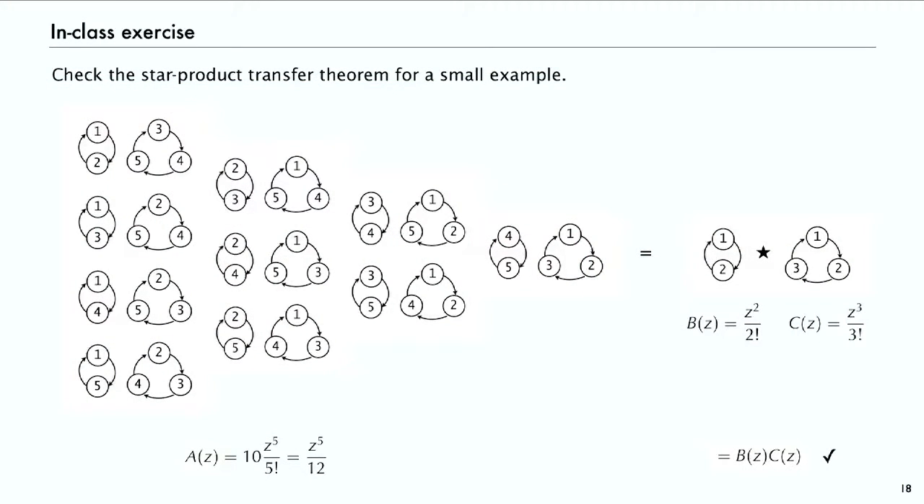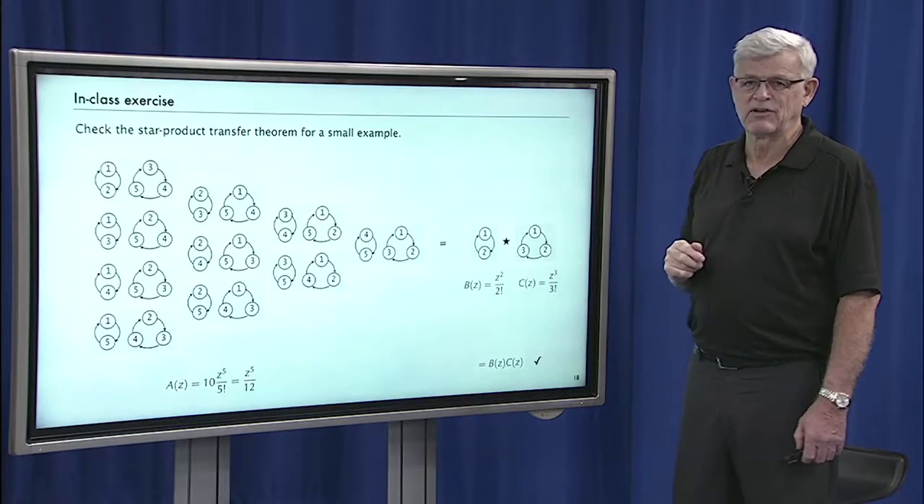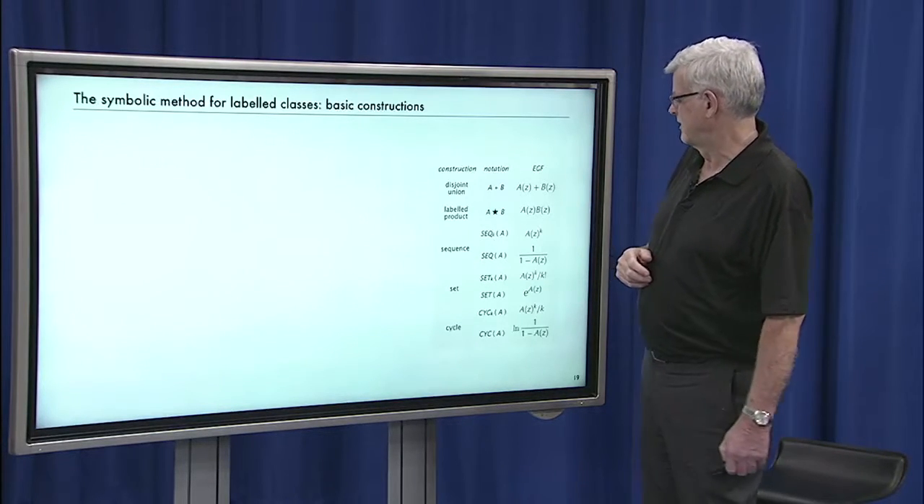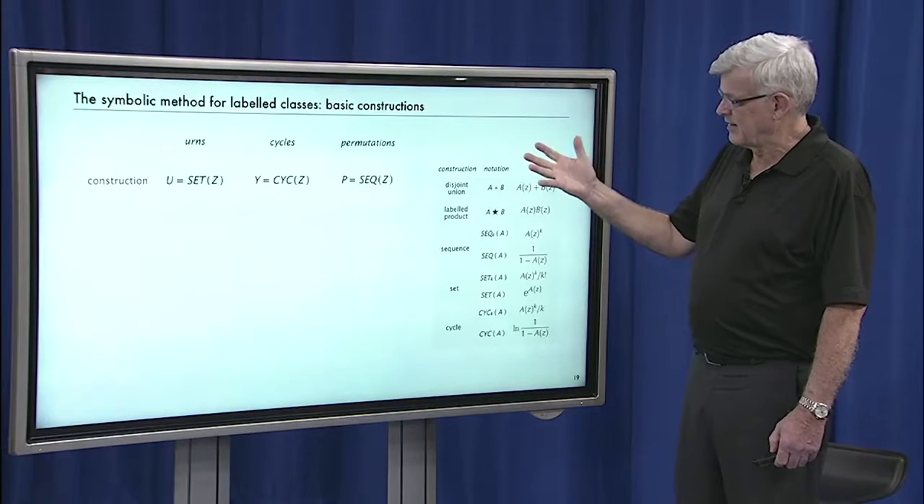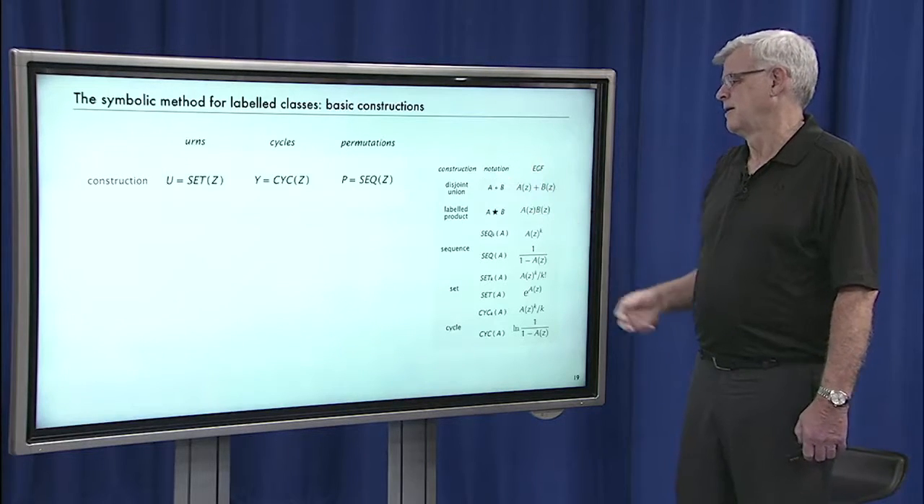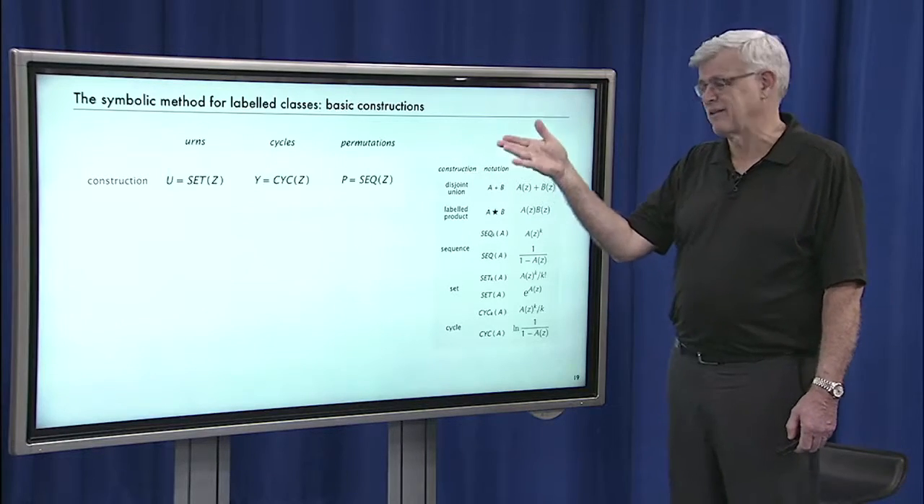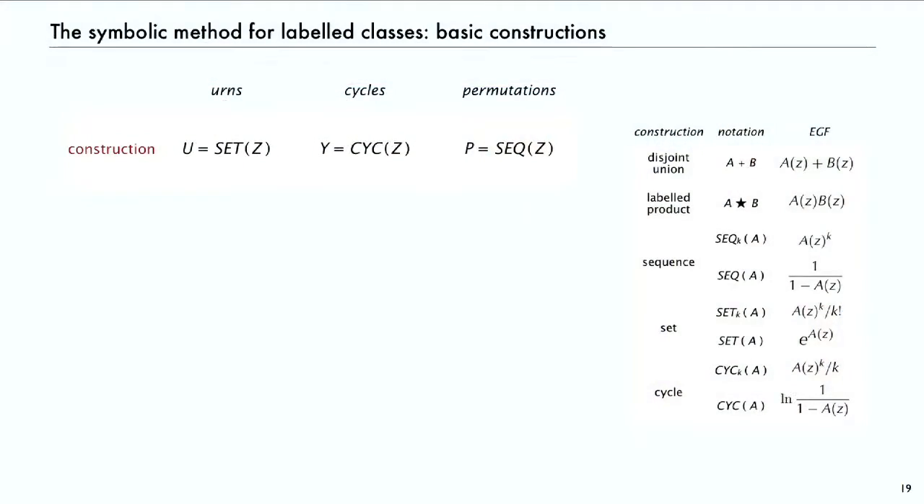If you have the GFs for the two classes and you star product them, the GF for the result is the product of the two GFs, the exponential generating functions. And so that is just a check for this small example, and it works in general. And again, the basic constructions that I talked about in the setup are just applying these basic theorems. An urn is a set of objects, a cycle is a cyclic sequence of objects, and a permutation is a linear sequence of objects. And those are our examples.